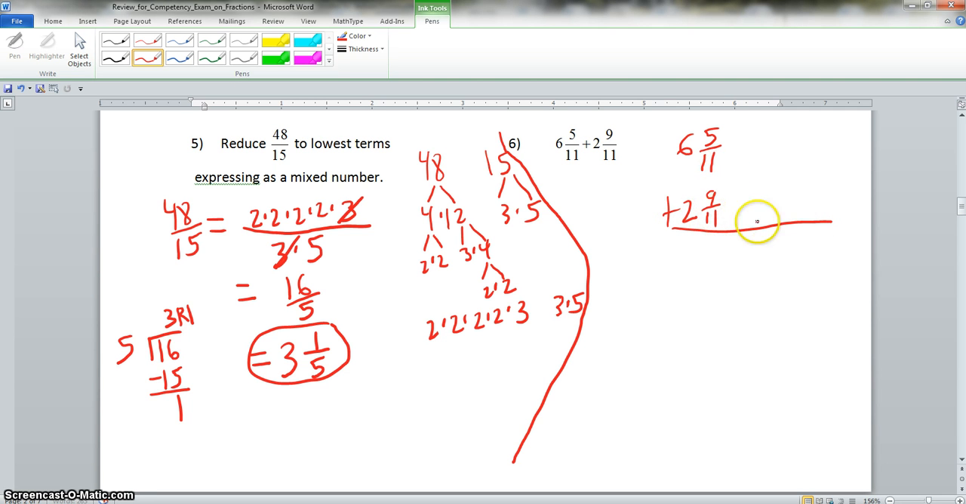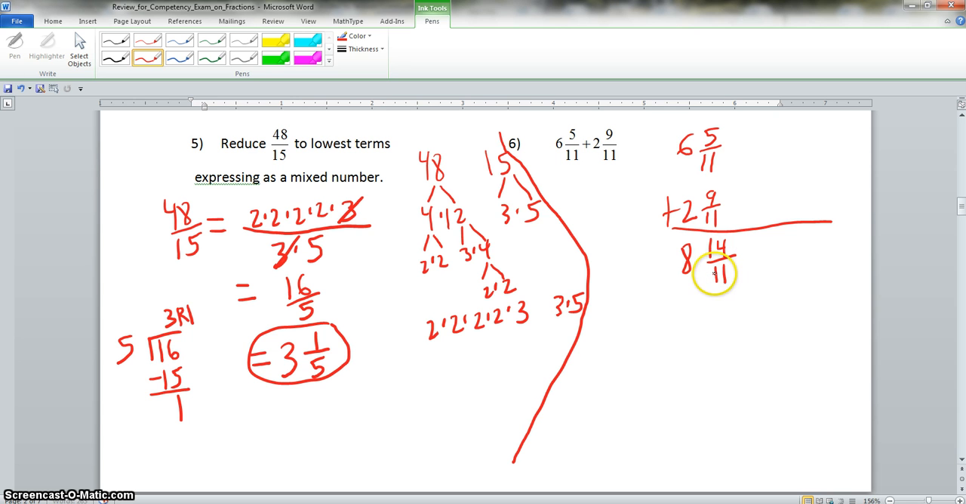Now, we typically would draw this long line here if we didn't have a common denominator, but we do. So this long line was actually unnecessary. We could add these fractions together. 5/11 plus 9/11 is 14/11. And 6 plus 2 is 8. Now we cannot leave this like this because we have an improper fraction here.